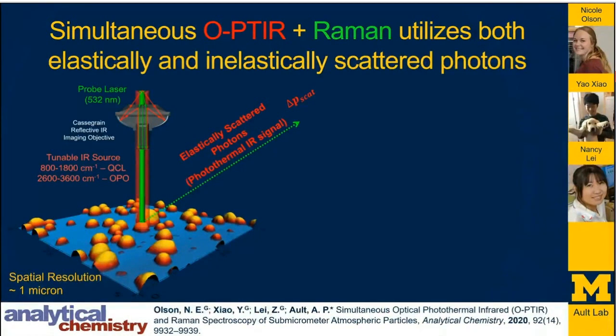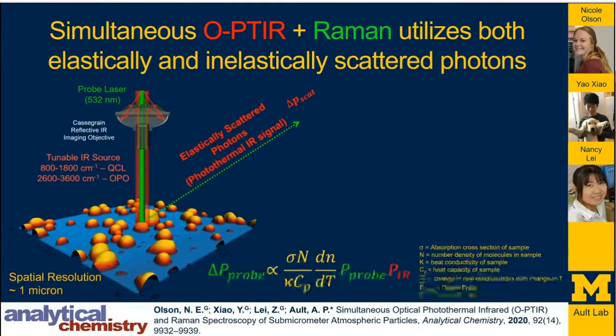And here, the difference is that we're using the green 532 laser, which is what's going to give us our spatial resolution, as Mustafa explained, similar to what we get with our Raman microscope. And we're going to watch the change in the scattering of that signal, and that's going to tell us about the photothermal infrared response.